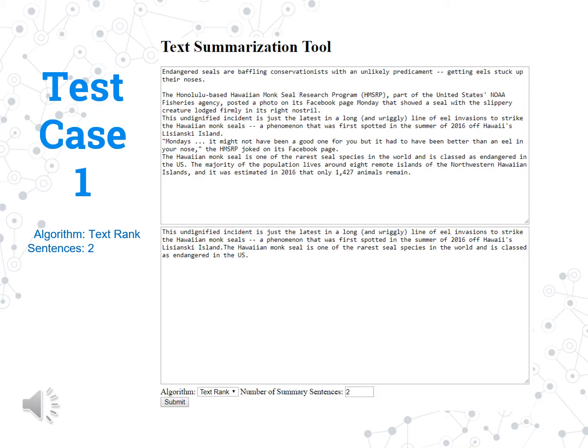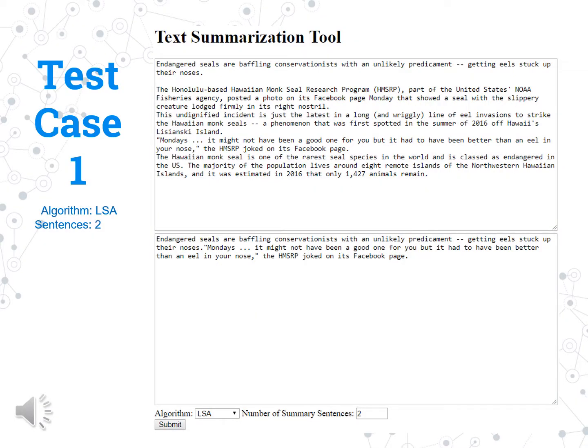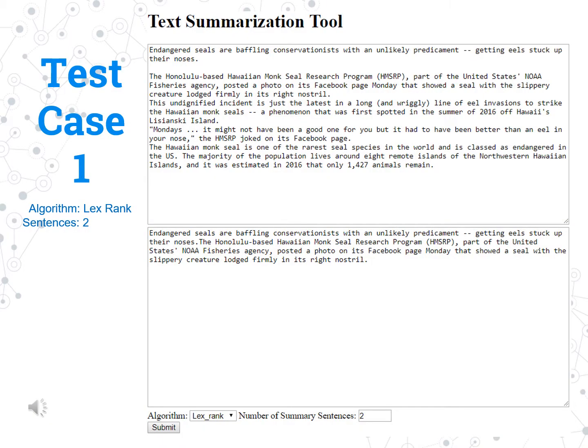This algorithm is TextRank, and the result is similar to the Luhn algorithm. This algorithm is latent semantic analysis (LSA). The result is different from the Luhn and TextRank algorithms. In this test case, I use LexRank. To be honest, I like this result the best. What do you think?